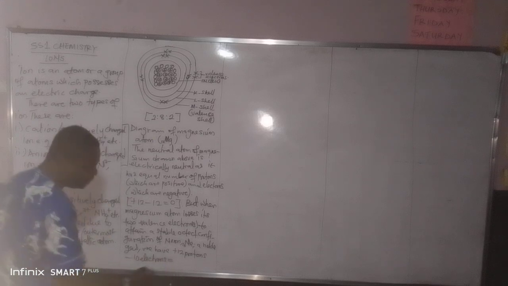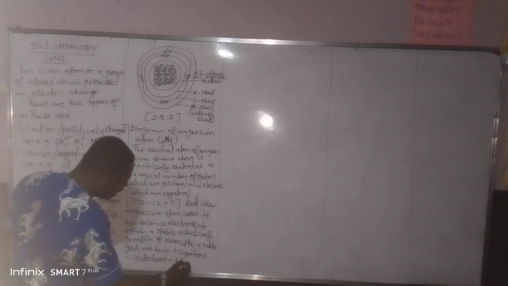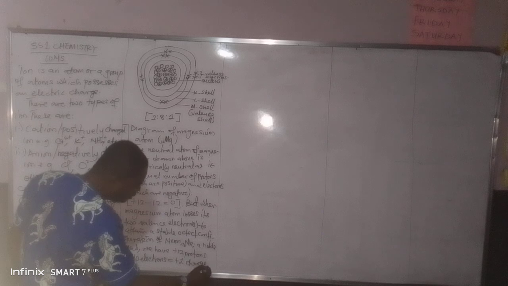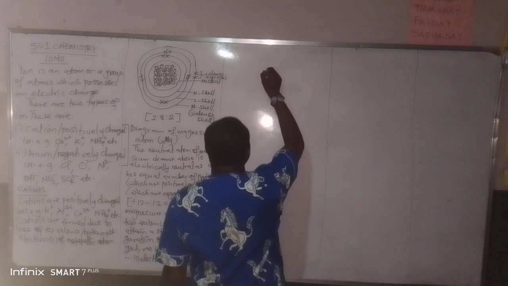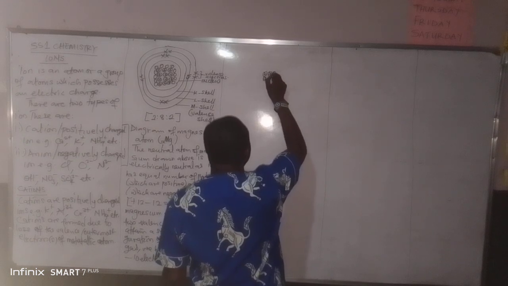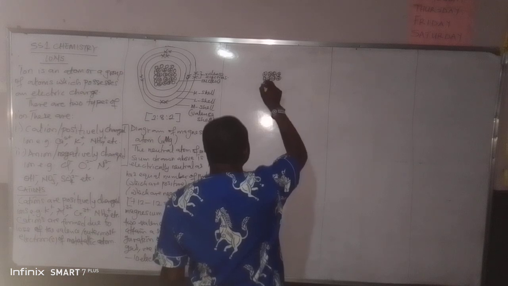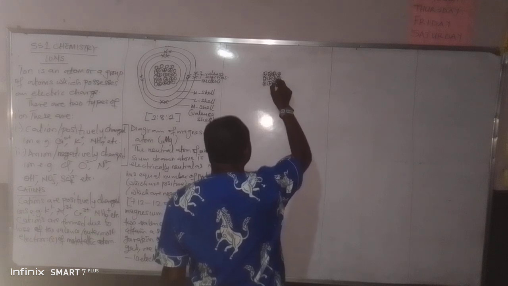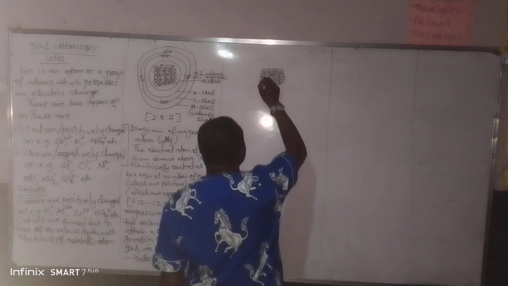It gives us a plus 2 charge. So if it loses these 2 electrons, now we have something like this. We see the number of protons still remains 12.